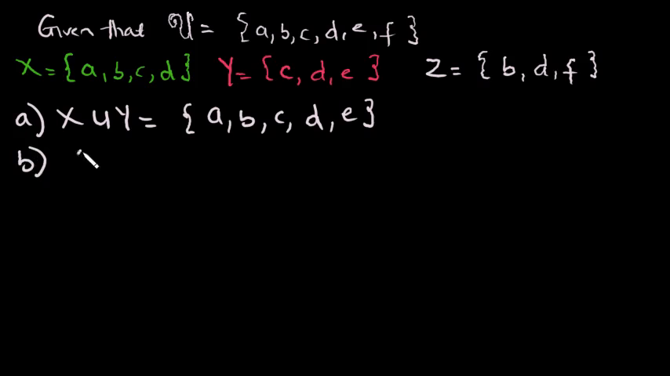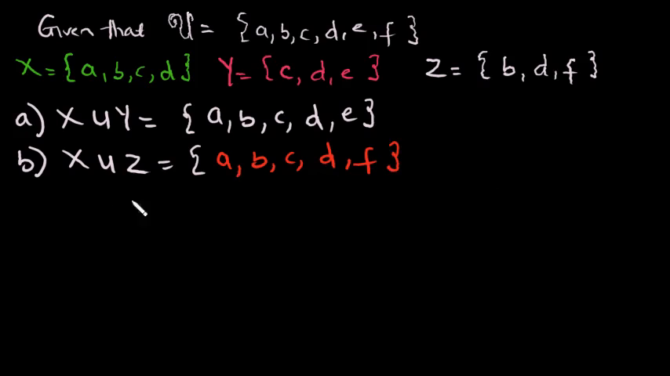Another question, x union z. So let's write out the elements in x, A, B, C, and D. Now we move to z. B already present, D already present, F not yet. So we write that out. And our x union z will be A, B, C, D, and F.